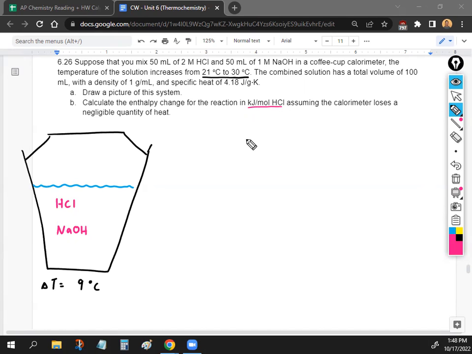All right, so you're probably like, what the heck am I doing here? The first thing we want to do for part B is write the chemical equation. So we've got HCl, and we're going to be reacting it with sodium hydroxide.